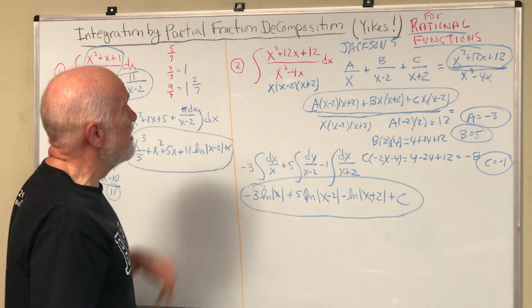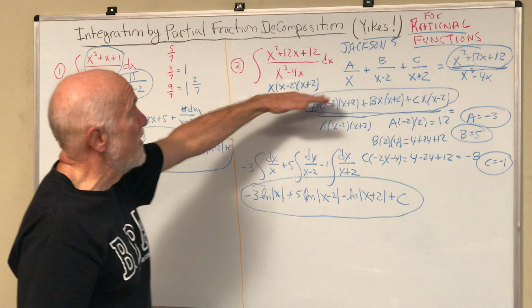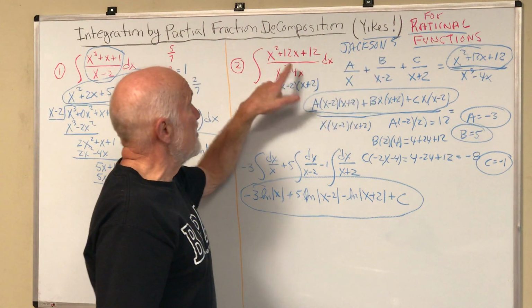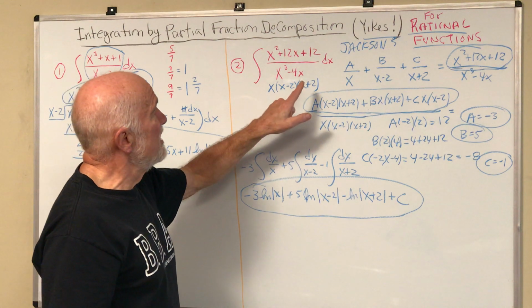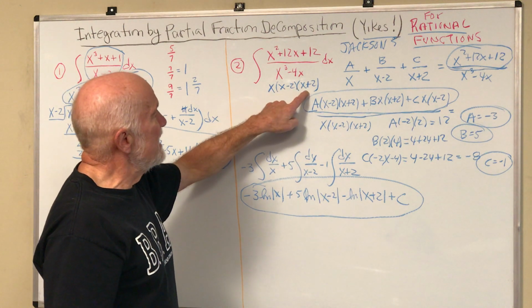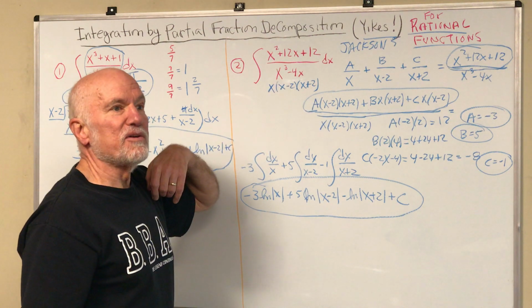So what we did there is we did partial fraction decomposition, if you must, or Jackson 5, because this was a proper integral. And what we had was three linear factors in our denominator.